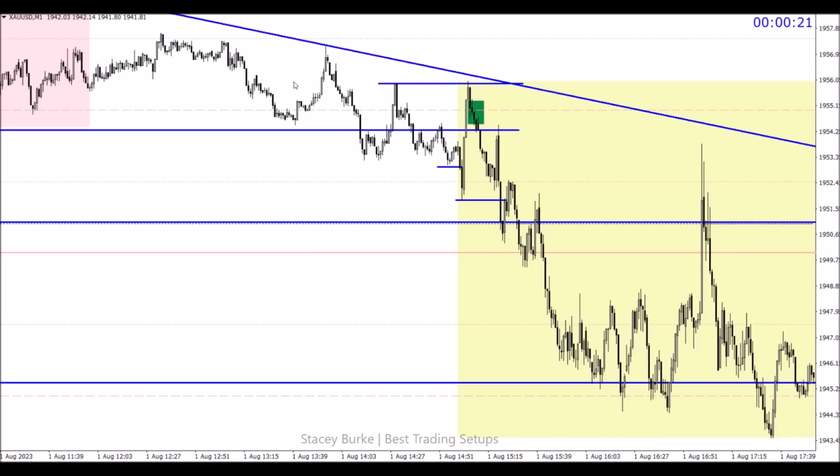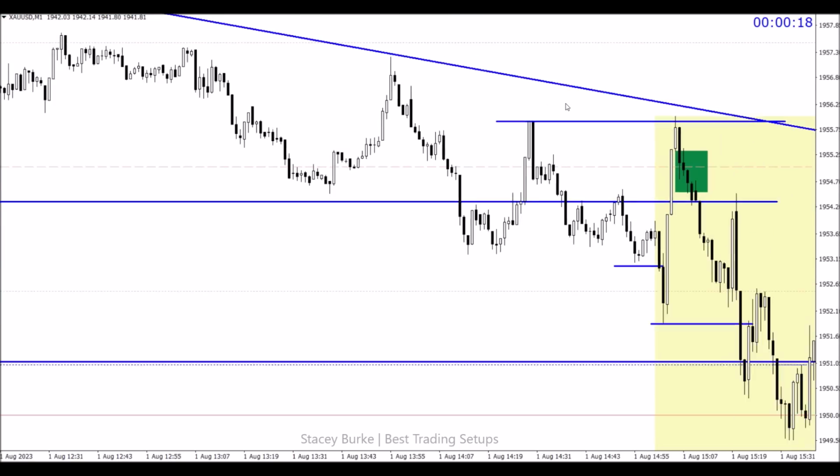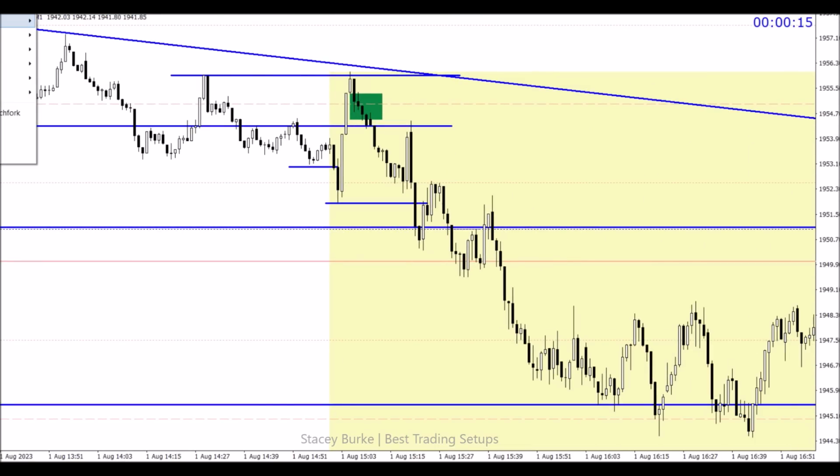Low hanging fruit continuation trade. Excellent question from a trader. Was this a first bar entry? Now, coming back, we're already in a broken down market.